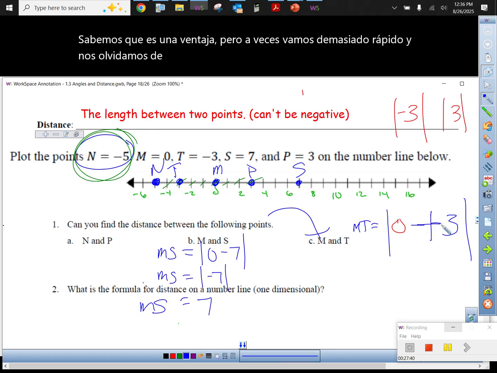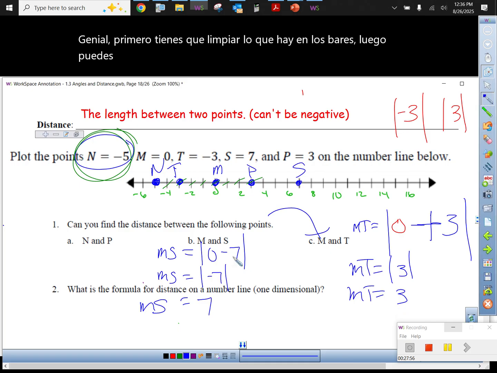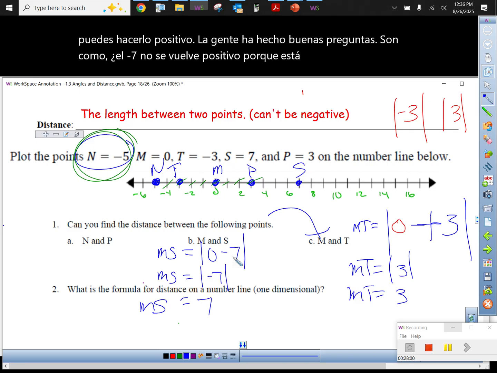I'm so sorry, I keep hitting the wrong button right there. So how do you feel about the distance from M to T equals the absolute value of 3, which means the distance from M to T equals 3 in that case? Cool. You've got to clean up what's in the bars first, then you can make it positive. People have asked good questions. They're like, doesn't the -7 become positive because it's in the bars? You have to do what's in there first. It's like the order of operations. You have to do the 0 minus 7 first.